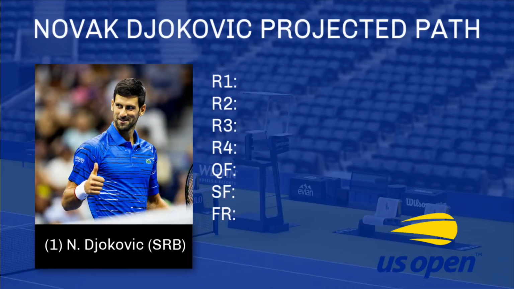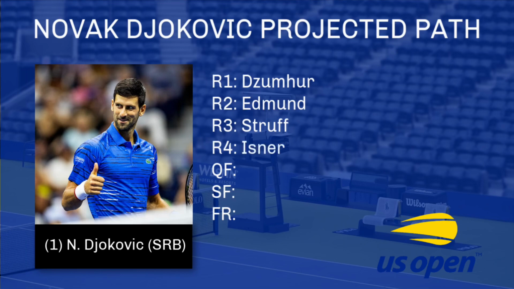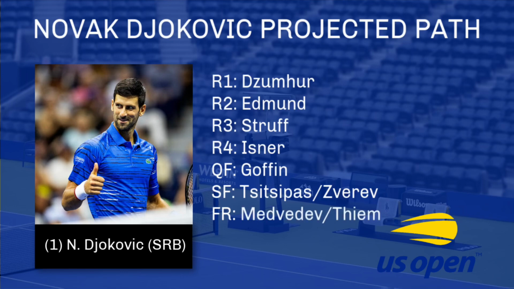Starting with world number 1 Novak Djokovic, the Serbian will open against Emir Žumur, and in the second round, possibly Kyle Edmund. His first projected seed he'll face is Jan-Lennard Struff, and next in the round of 16 is John Isner. In the quarters, he's projected to play David Goffin, and in the semis, either Tsitsipas or Zverev. Lastly, in the finals, it's either Medvedev or Thiem.